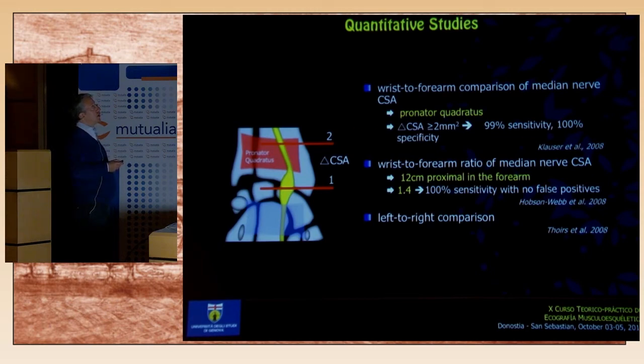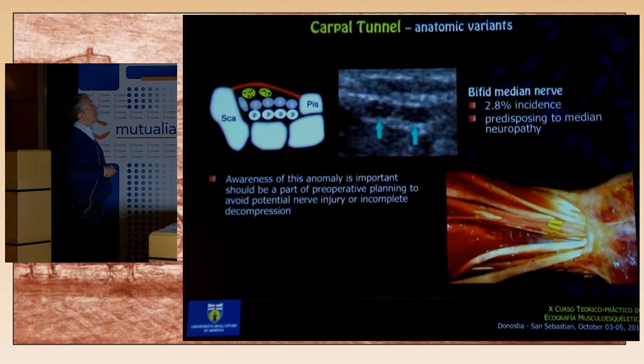Andrea decided to calculate a difference. Lisa selected another way to calculate a ratio. Anyway, the nerve was compared with itself, just to improve the accuracy in the diagnosis. And as you see here, they were very optimistic about the possibility to be highly sensitive, highly specific, and so highly accurate in the diagnosis of carpal tunnel syndrome.